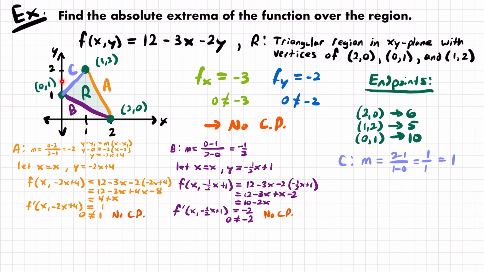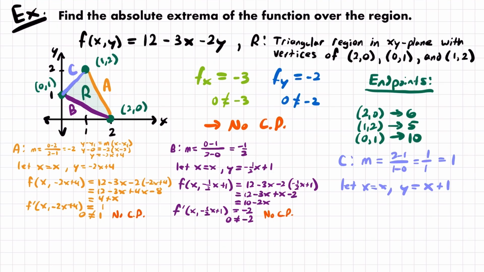Okay, it crosses through the y-axis at 1, so we can just use y equals mx plus b, and we will be letting x equal x and y equal mx, or 1 times x, which is just x, plus b, the y-intercept, which is 1. All right, so we're letting y equal x plus 1.